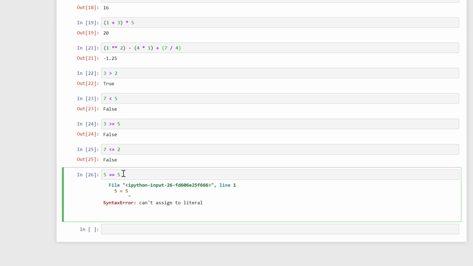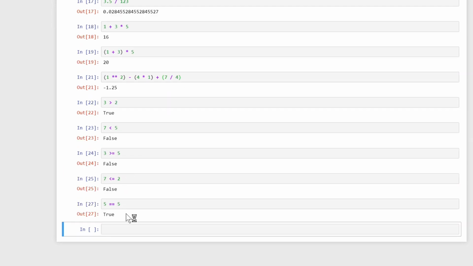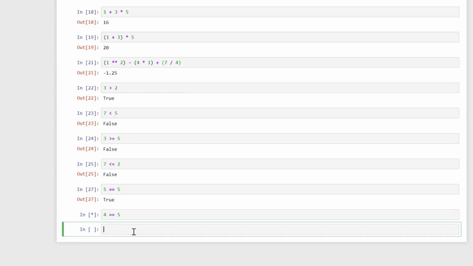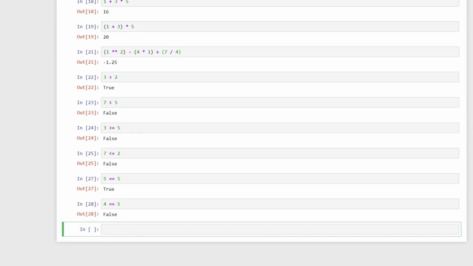To do that, you use 2 equal signs, and it will give you, again, a true or false value. So here, 5 is equal to 5. It's going to come up as true. 4 is equal to 5 will come up as false.